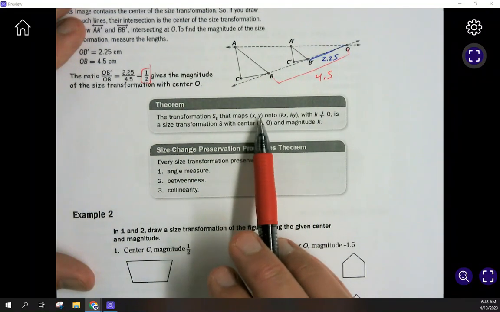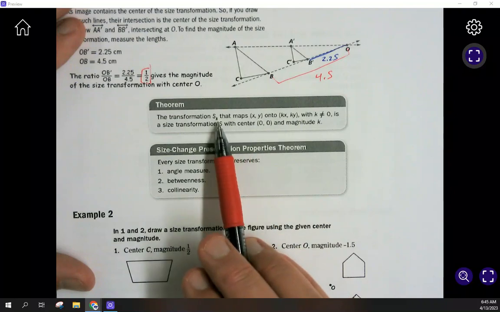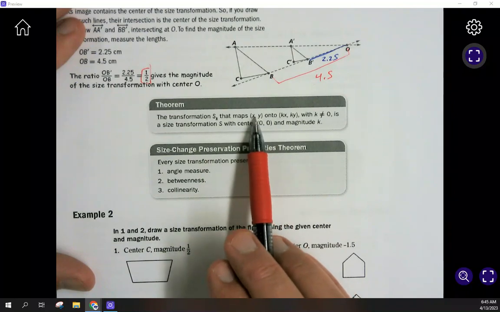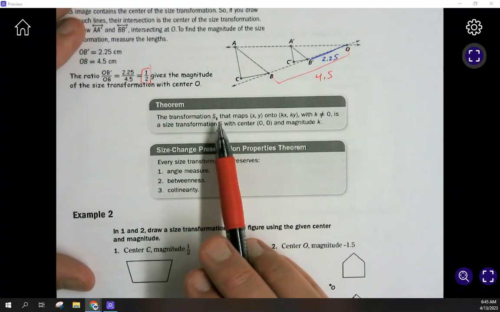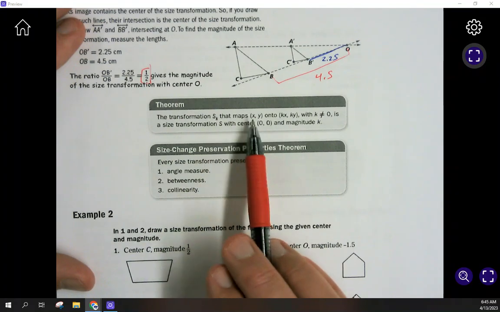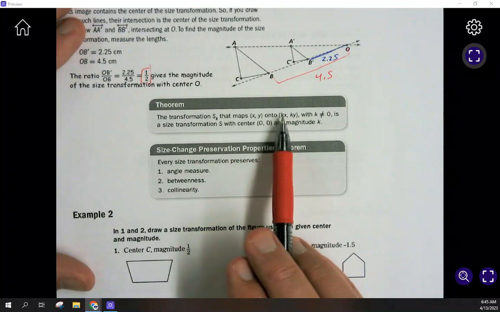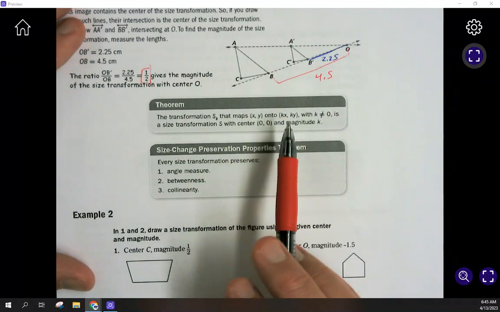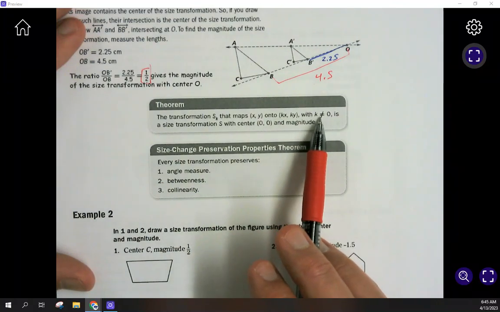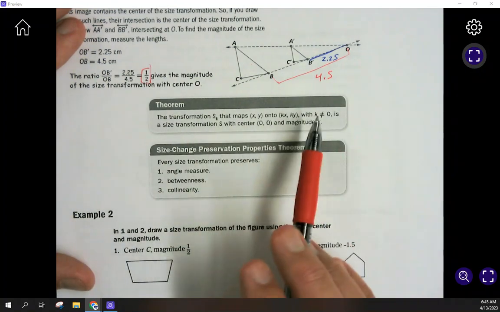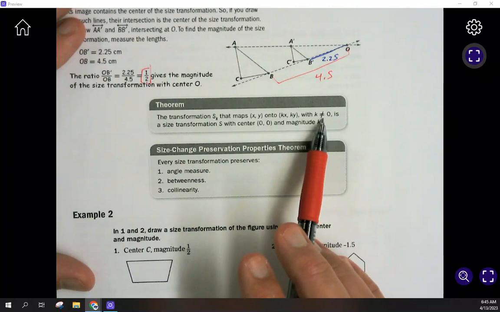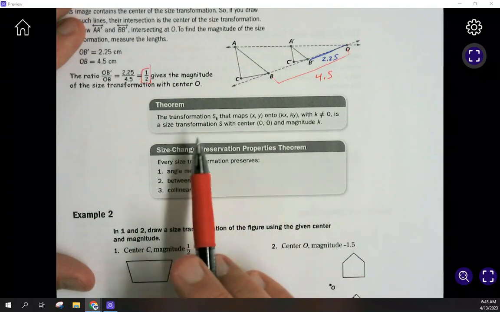All right, if you were given a coordinate with x and y, you would take that magnitude right there and you would multiply each of those by that. So if this was on a graph and it's a size transformation of 3, you would take each point x and y and times them by 3, and that's going to get you the new points right there. So this is all when k is not 0, right? Because if we multiplied by 0, it just goes away. It's just 0.